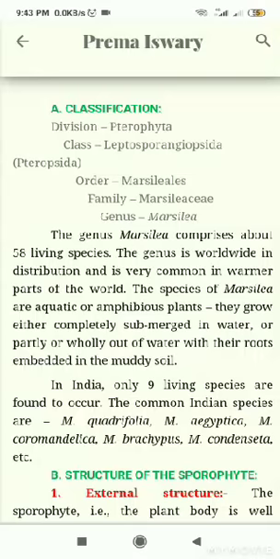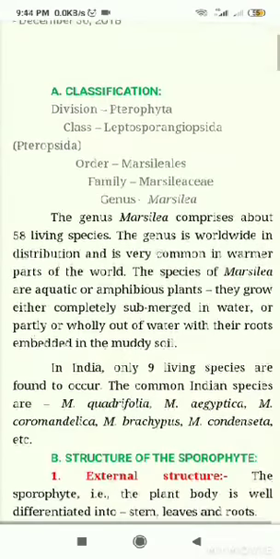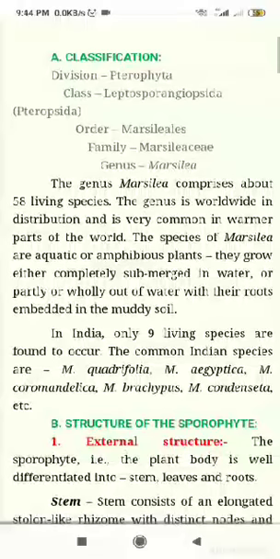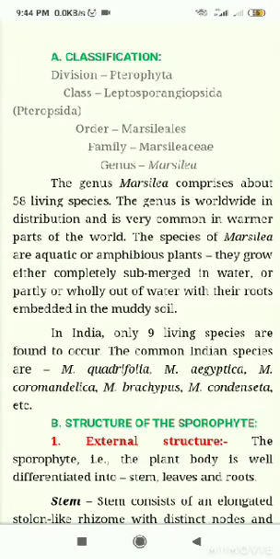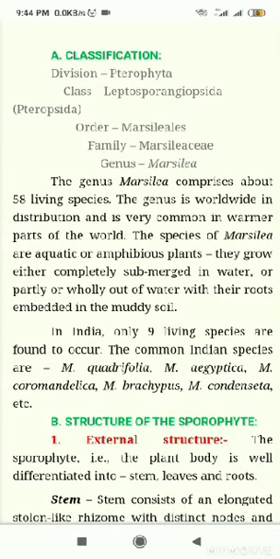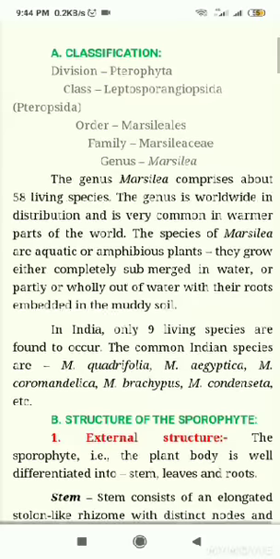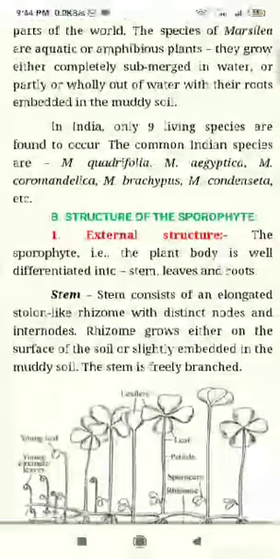And for this reason, Marsilea is classified into division Pteridophyta, class Lepidosporangiopsida, order Marsileales, and family Marsileaceae.